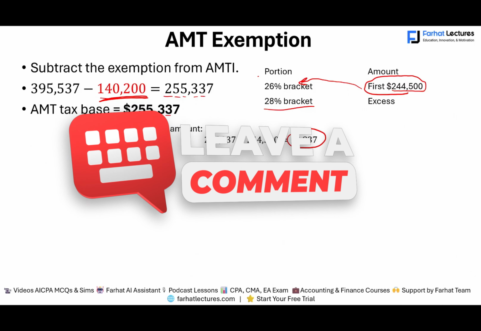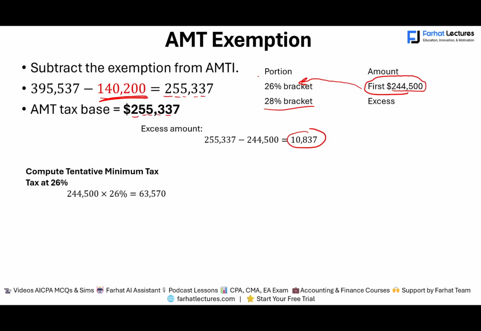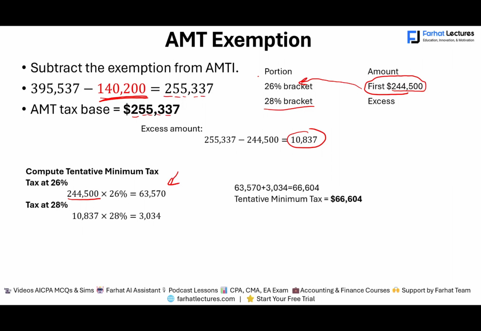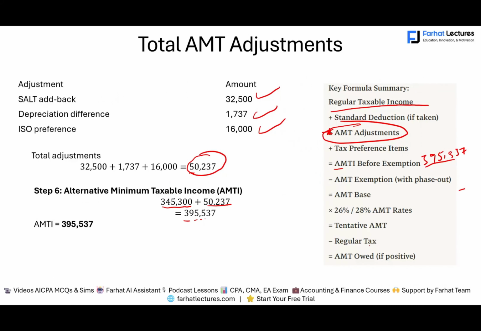Now I'm ready to compute my tentative minimum tax. What's taxed at 26%? 244,500, which will give us 63,570. What's taxed at 28%? Any amount above, which is 10,837. Now we can add up the two totals, 63,570 plus 3,034. The tentative minimum tax is 66,604.